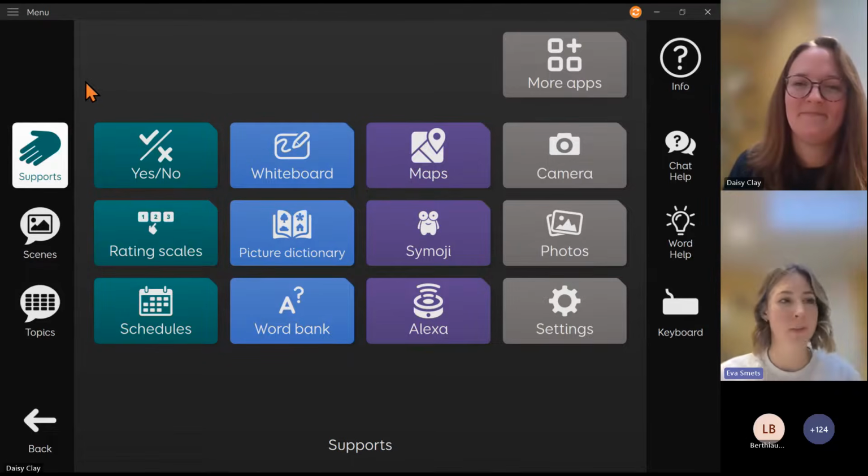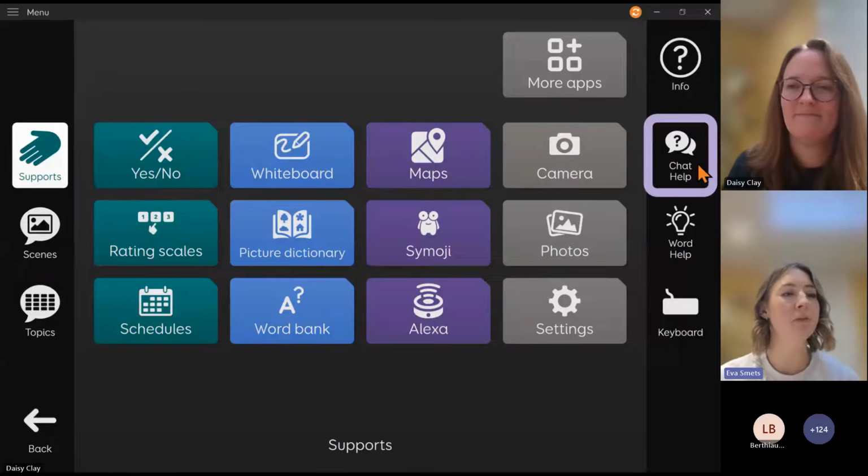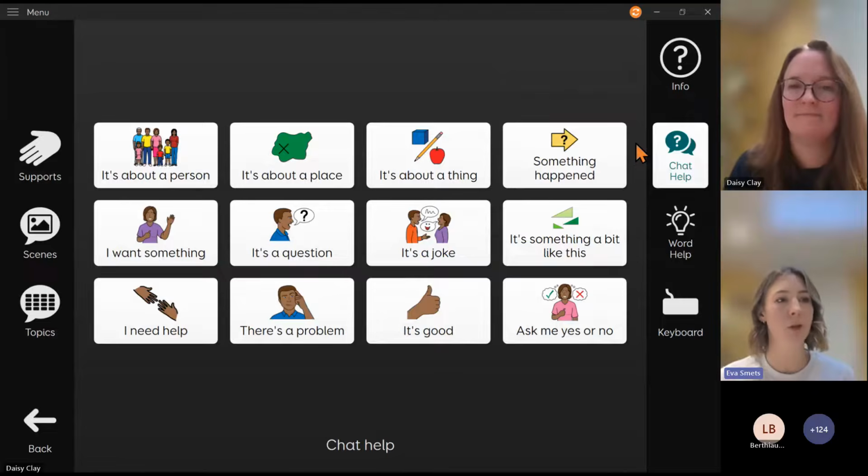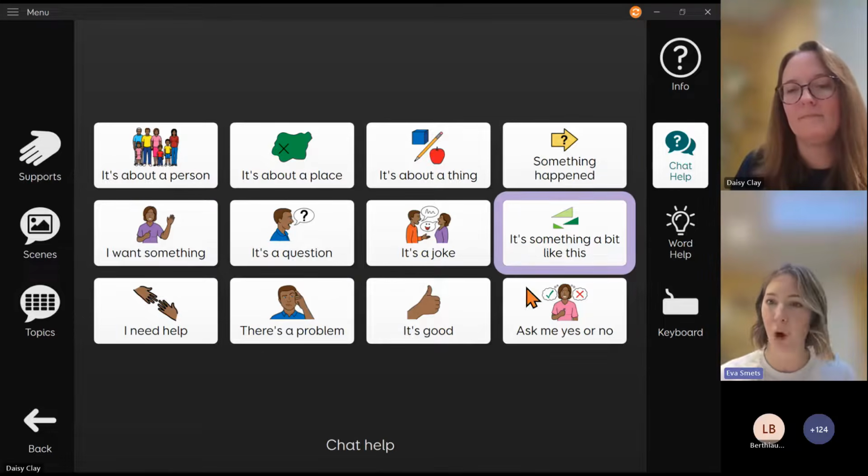So I'm going to talk to you about some of the features that we've pulled out now on the right toolbar. So maybe if we first go to chat help. Chat help, you will have seen just a moment ago in Duo 9, but you can see here the grid is a little bit more comprehensive because we have a bit more room. So we have a few more options.